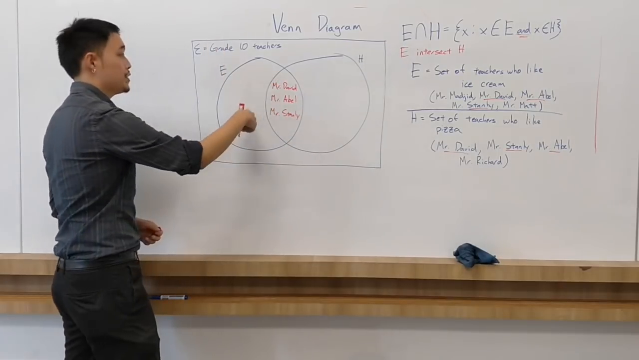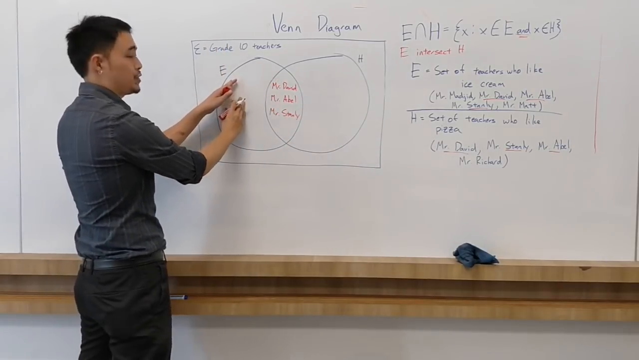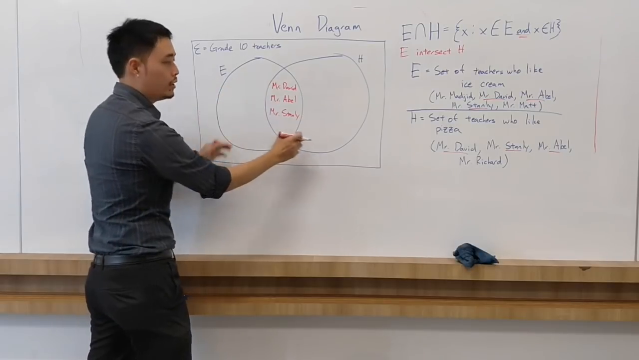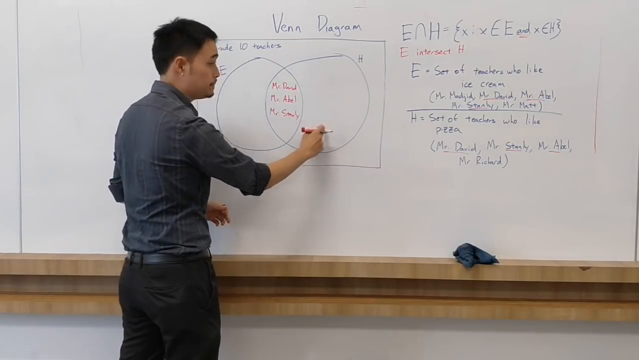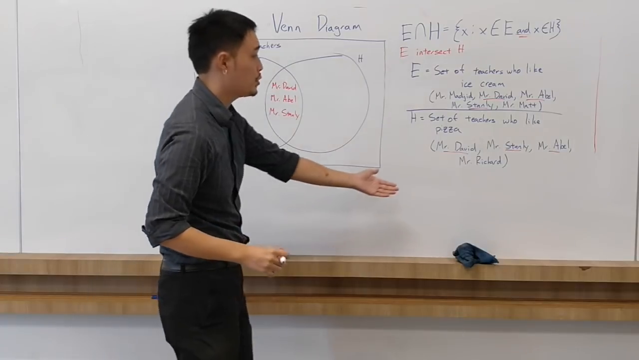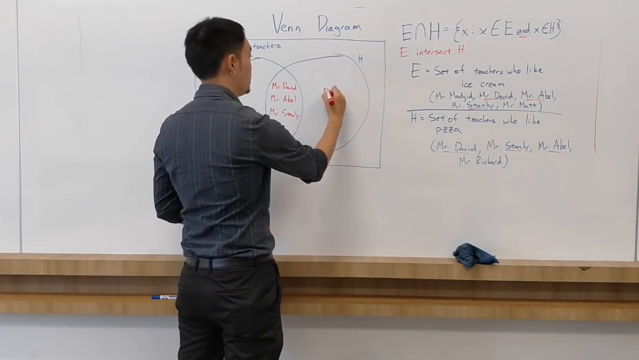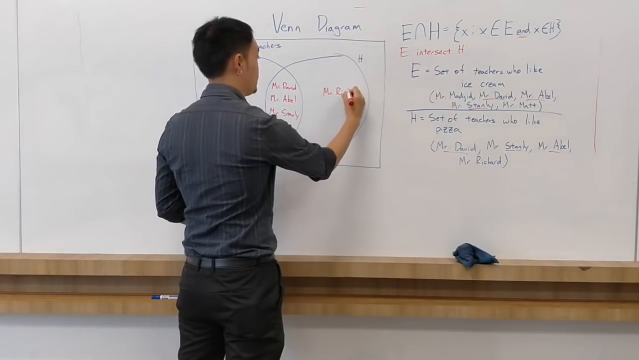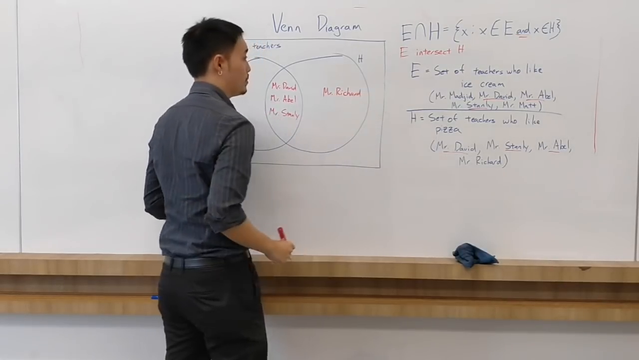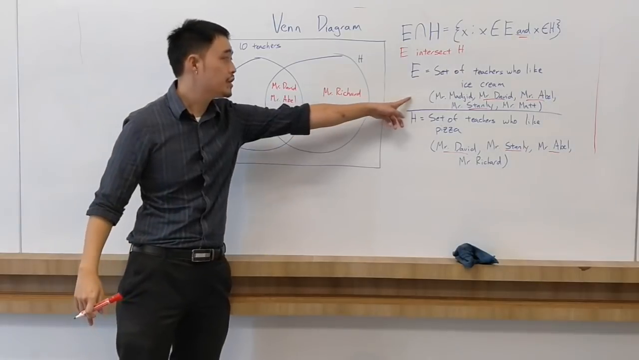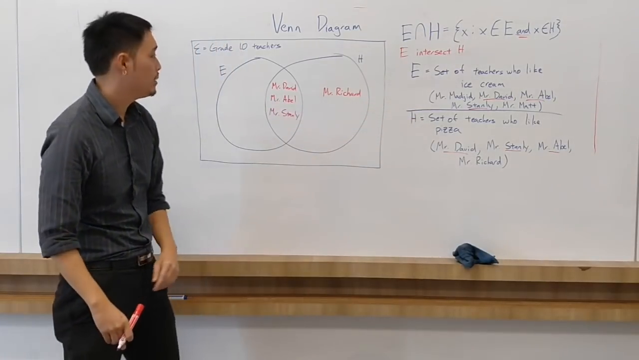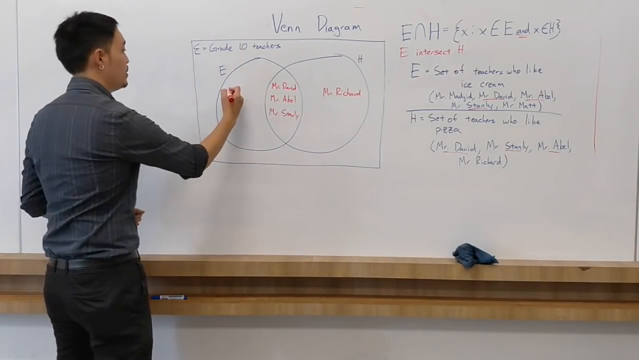Now outside of this intersection point would be teachers that, for example, only like ice cream, or teachers that only like pizza. So which teachers only like pizza? Well, according to this, Mr. Richard only likes pizza, but he does not like ice cream. And according to set E, it looks like Mr. Majid and Mr. Matt only like ice cream, but don't like pizza.